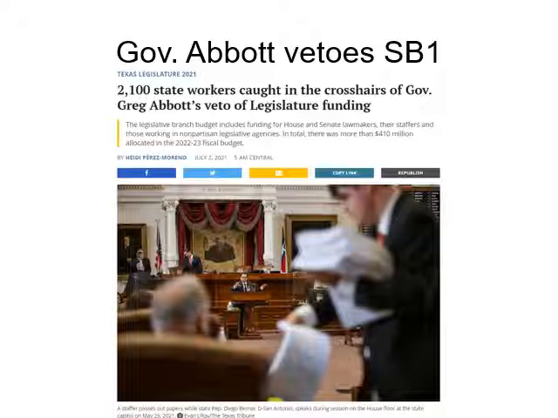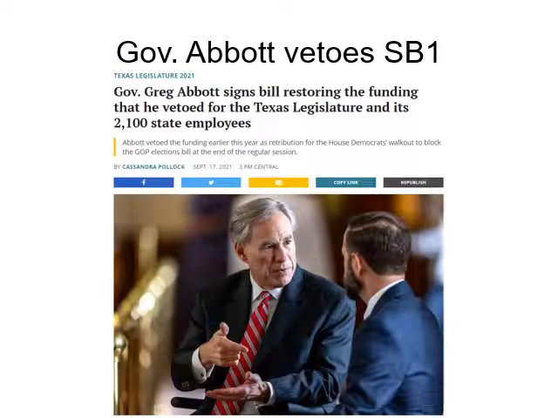Governor Abbott's veto would have affected the two-year budget. It would have affected the next two-year budgeting cycle starting on September the 1st. As you can see in this later article, September 17, 2021, after the Texas legislature came back in a special session and finished the voting rights bill that Abbott was so insistent upon, he signed extra legislation restoring the funding for the Texas legislature.